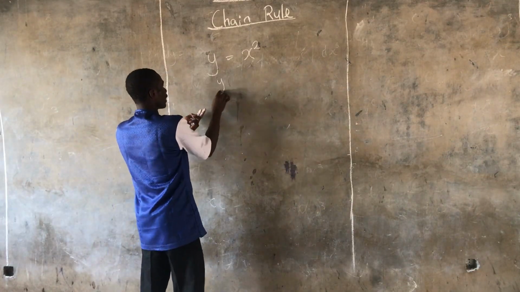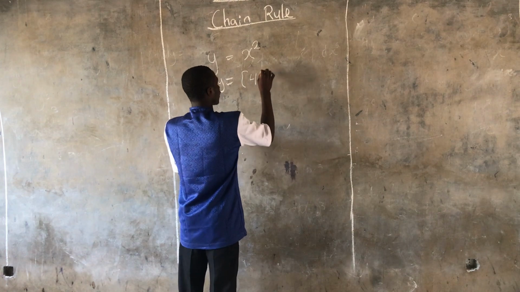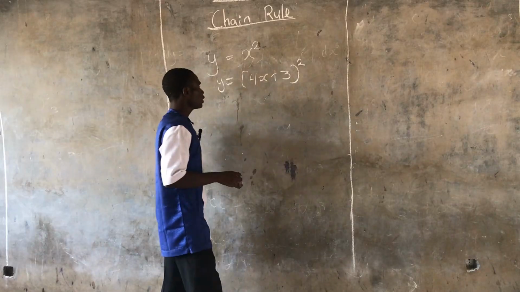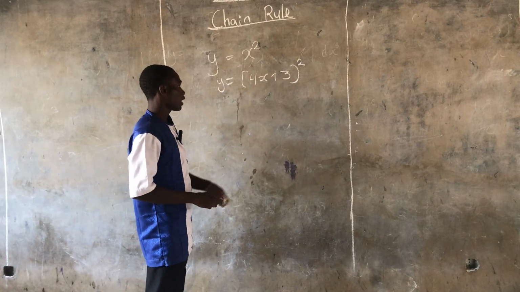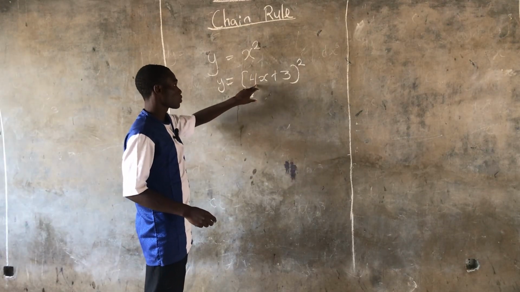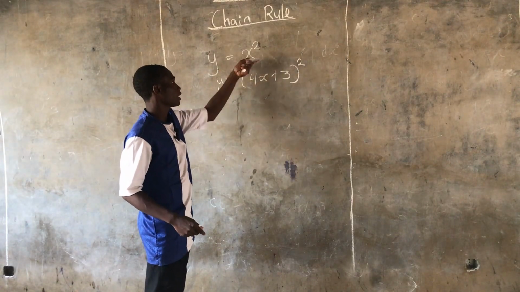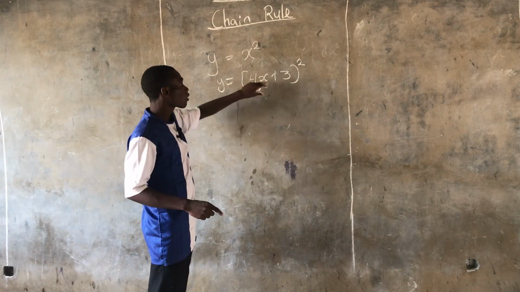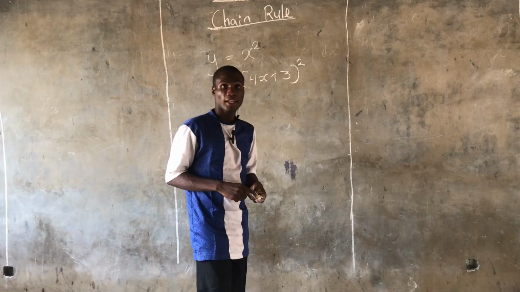But what if we are given y is equal to (4x plus 3) raised to power 2? In this case, we can't use the general rule, and we also cannot use first principle, because this is more complex to differentiate compared to the first one. Here we have to apply the chain rule.